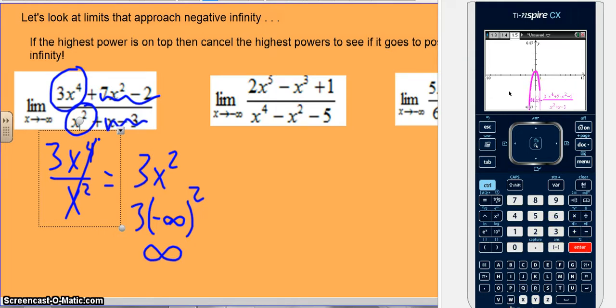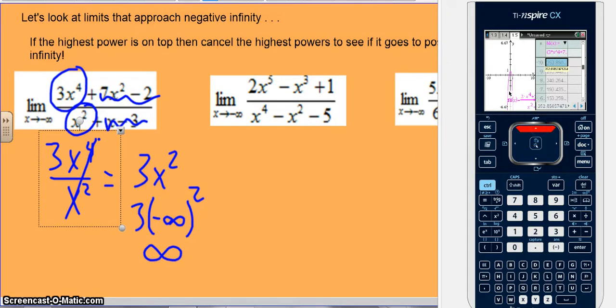Okay. Now, from my graph, it looks like the answer should be negative infinity, right? Let's look at our table. Control T. So negative infinity means my x values are getting smaller. Okay, so those are negative numbers, but all of a sudden it jumps to positive numbers. And guess what? Those positive numbers keep getting bigger and bigger and bigger.